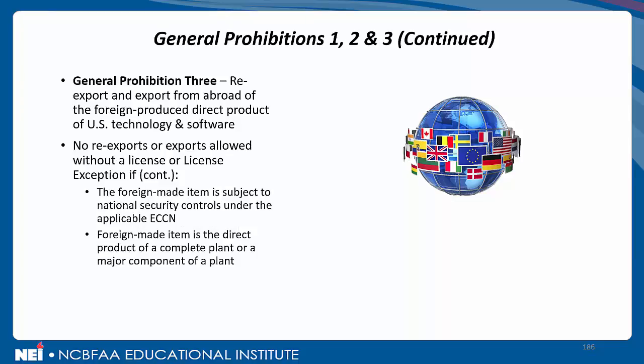Continuing on with General Prohibition 3, second bullet point, no re-exports or exports allowed without a license or license exception if that foreign-made item is subject to national security controls under the applicable ECCN. So we have to be dealing with a specific ECCN citation, and under that ECCN, a reason for control has to be listed as national security. Second sub-bullet point, no re-exports or exports allowed if the foreign-made item is the direct product of a complete plant or a major component of a plant.